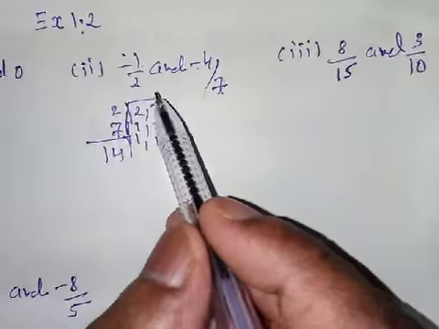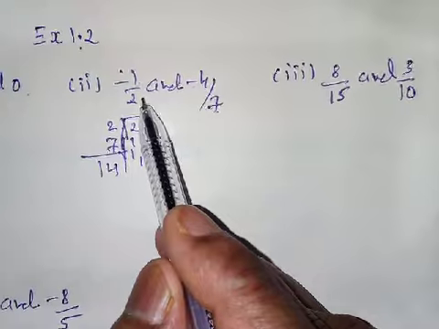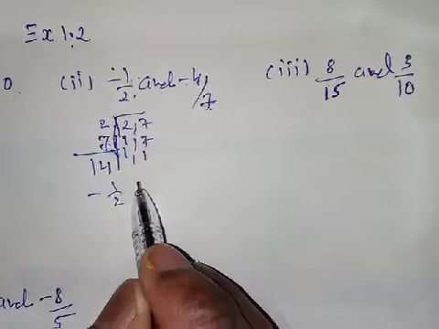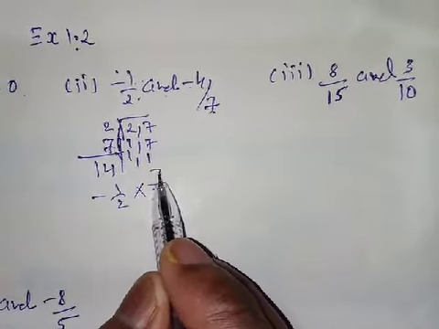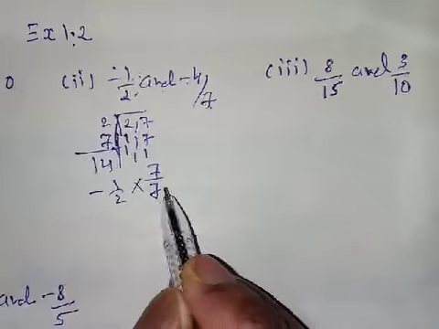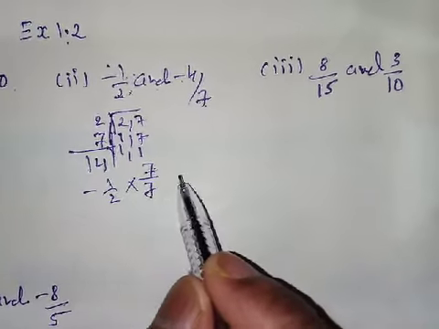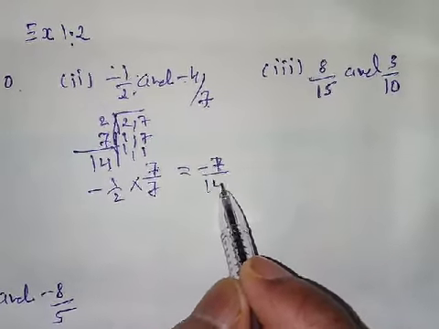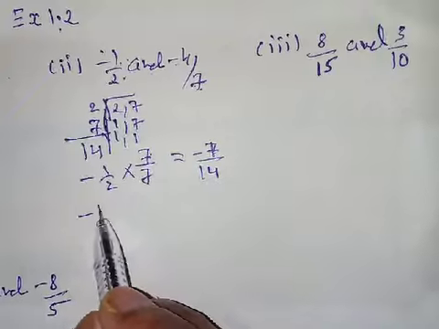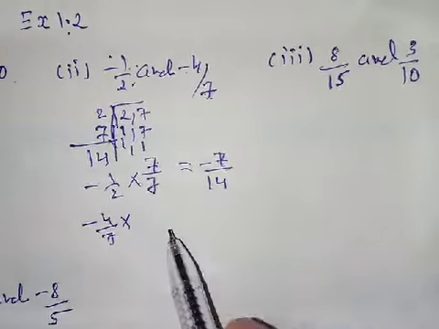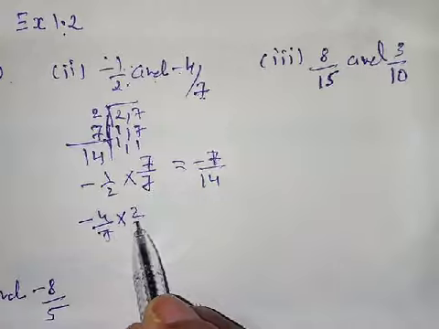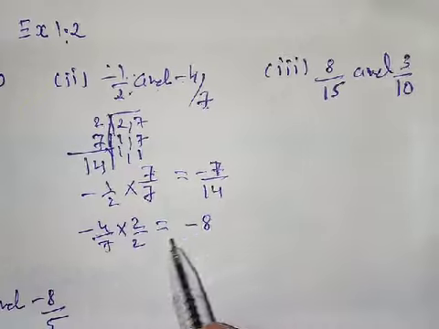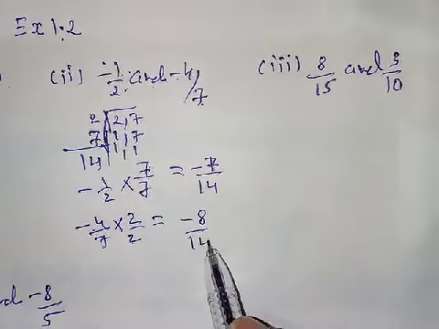So you have to make the denominator 14. So it is minus half. How will we make the denominator 14? By multiplying with 7. And if you multiply the denominator with 7, you have to multiply the numerator also by 7. So what you get is minus 7 by 14. And here, minus 4 by 7. You have to make the denominator 14, so you multiply with 2, numerator as well as denominator. So you will get minus 8. 2 4s are 8, 2 7s are 14. So you will get 14.